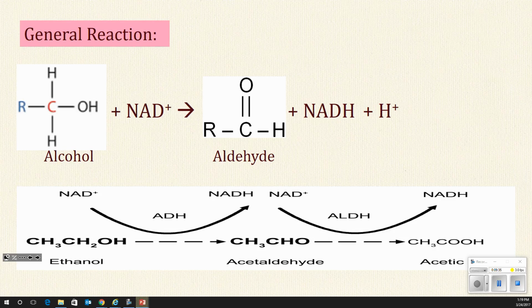All right, so general reactions. As we're looking at an alcohol and we add NAD+, we're going to get an aldehyde and we're going to get NADH, where we're taking a hydrogen off, putting it on here, and getting an extra hydrogen from the process.